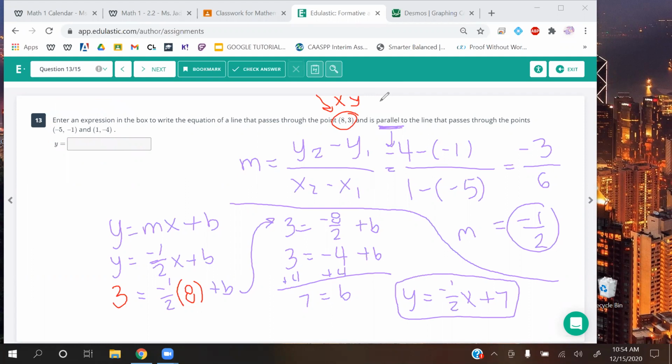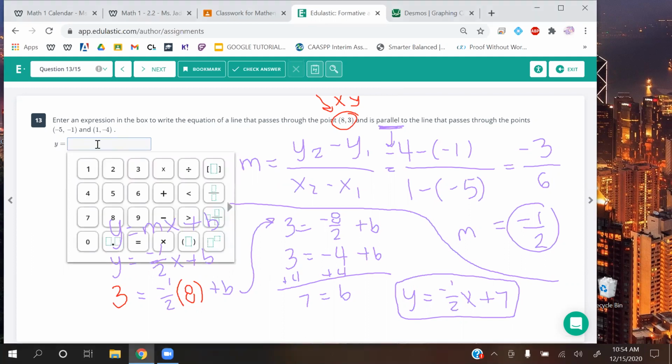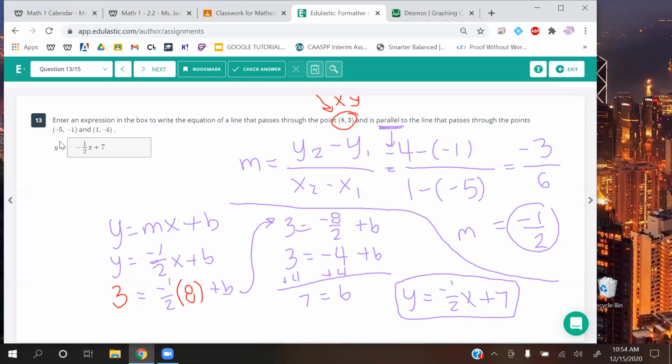So it doesn't have to have it? Oh, thanks. Sam says it doesn't have to have it because it says an expression. So thanks, Sam. Then you guys can type, oh, I see the y equals is here. Then you can type the negative 1/2 x plus 7. So I didn't see the y equals here. Since there's a y equals here, we don't need to type our y equals. Thank you, Sam. So here's our final equation, negative 1/2 x plus 7.